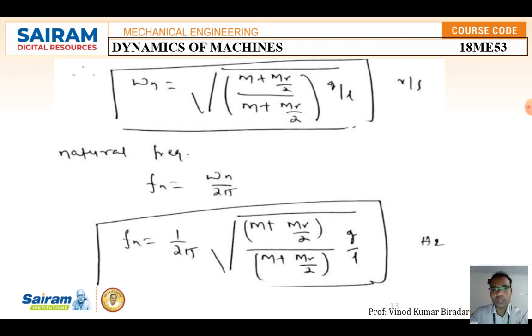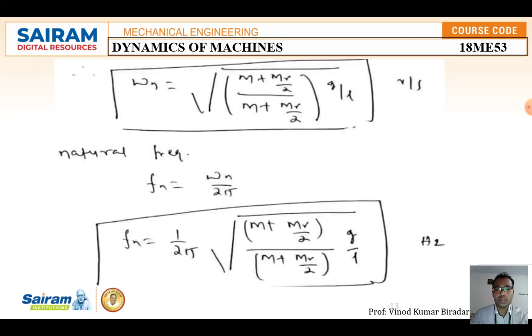But we have the natural frequency formula: f of n is equal to omega n by 2 pi. We already know the omega n formula, so f of n is equal to 1 by 2 pi times the square root of m plus Mr by 2, whole divided by m plus Mr by 3, into g by L. This is in terms of hertz, and angular frequency is in radians per second. So the natural frequency is in hertz.